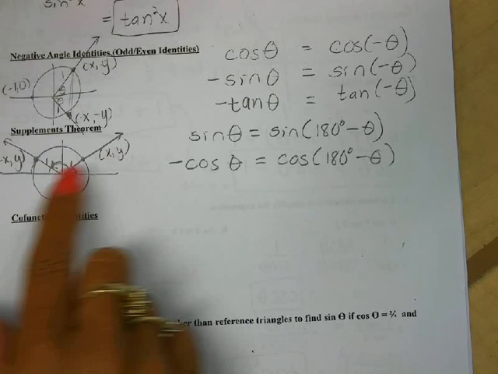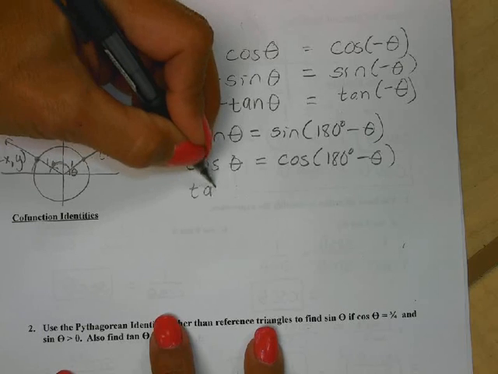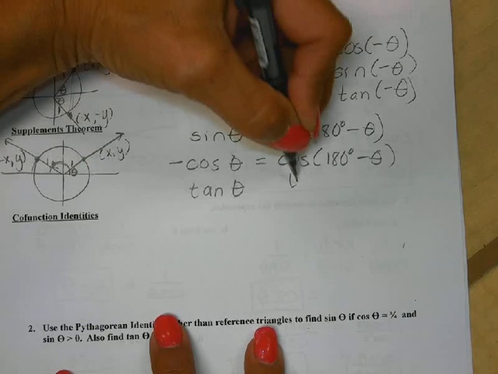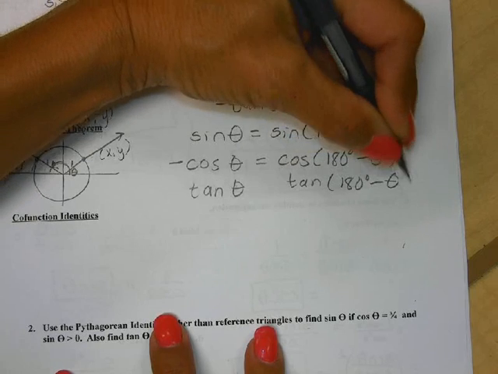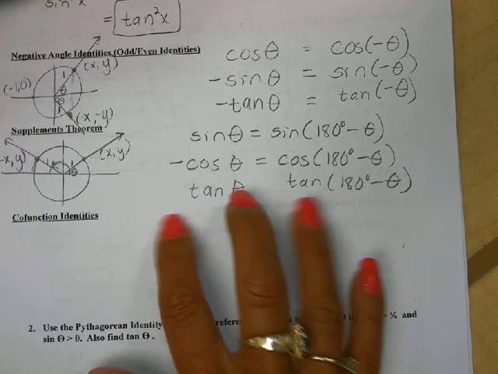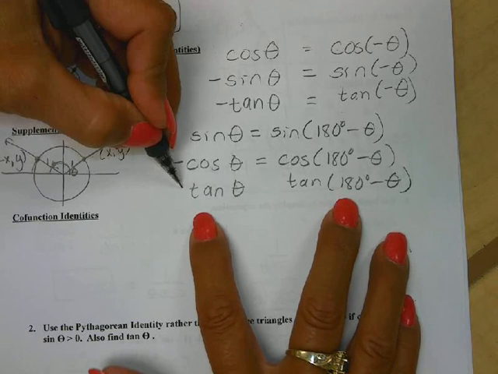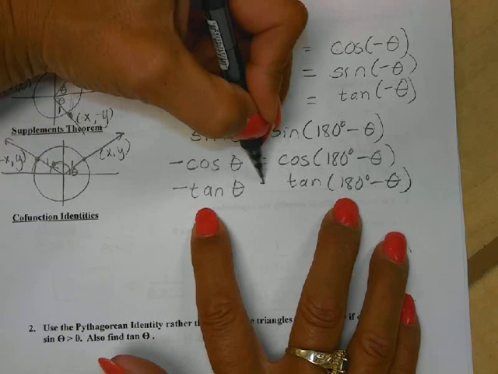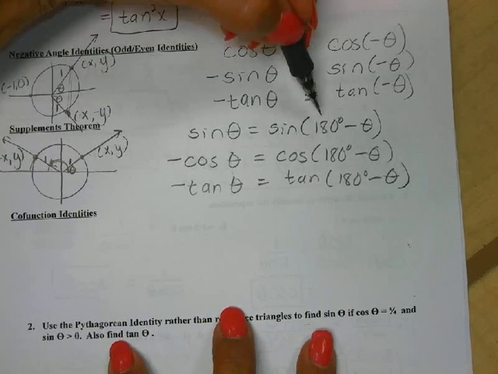For the tangent function, the ratio of these two values and the ratio of these two values will not be the same. So the tangent of an angle and the tangent of its supplement will not have the same functional value. However, they will just be opposite numbers. So if I multiply the 1 by -1, then this statement will be true.